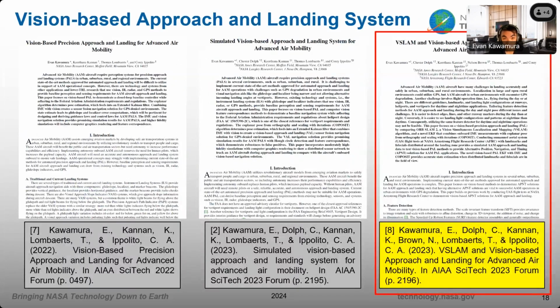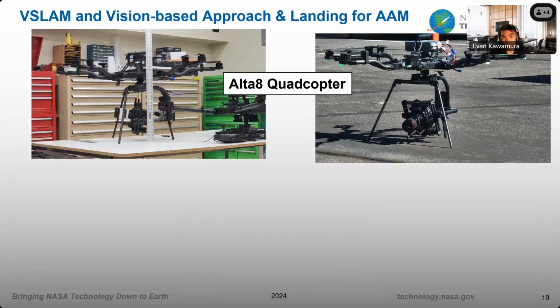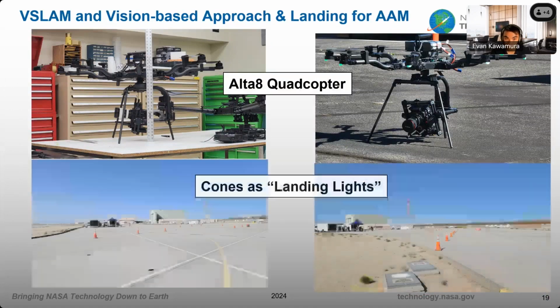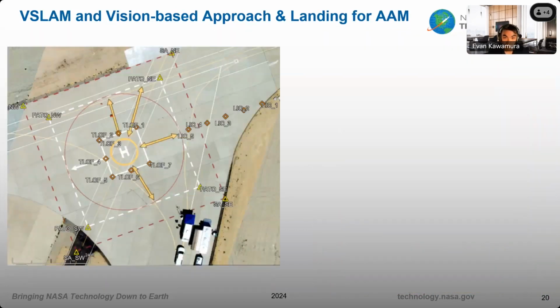Okay, and then we'll look at our last paper. Here we flew the Alta 8 quadcopter at NASA Armstrong Flight Research Center. Due to limited budget, we don't have money to buy landing lights, so instead we use traffic cones as our visual aids. Here's a Google Earth screenshot of the helipad markings and cones.